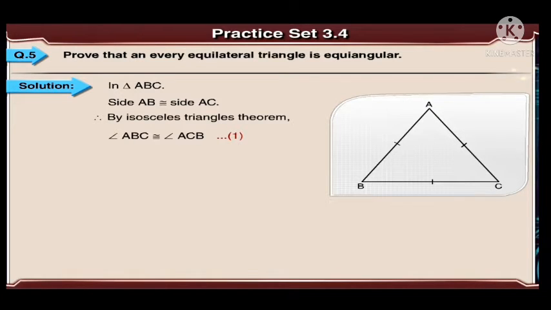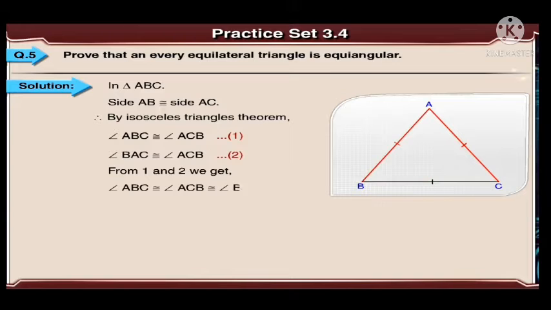If we consider AB and BC, with AC as the base, then by the isosceles triangle theorem, we can say that angle BAC is congruent to angle ACB. Let us mark it as statement 2. From 1 and 2, we get angle ABC is congruent to angle ACB, which is congruent to angle BAC. The measures of all three angles are equal. Therefore, triangle ABC is an equiangular triangle. Therefore, every equilateral triangle is equiangular.